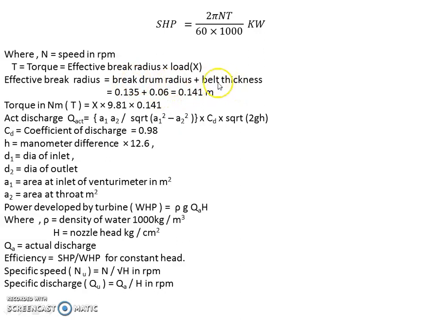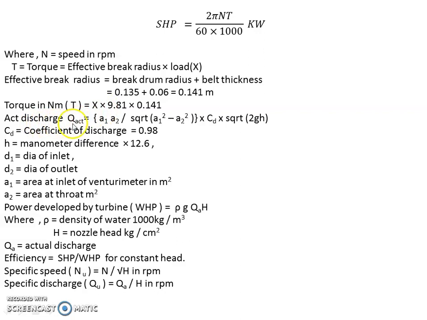These values are known. Brake drum radius is 0.135 and the belt thickness is 0.006. So the value is 0.141 meter. And now find out torque using the equation x into 9.81 into 0.141, which is the effective brake radius. So x we have calculated, which is in terms of kg, and we'll have to multiply it by 9.81 as we need the value of torque in Newton meter.